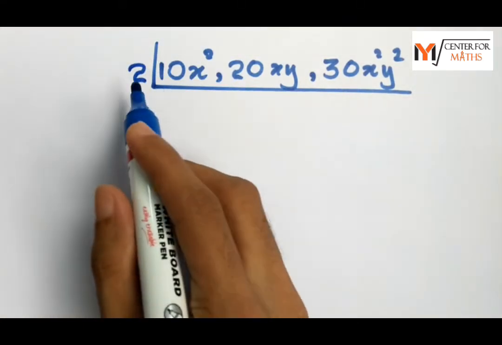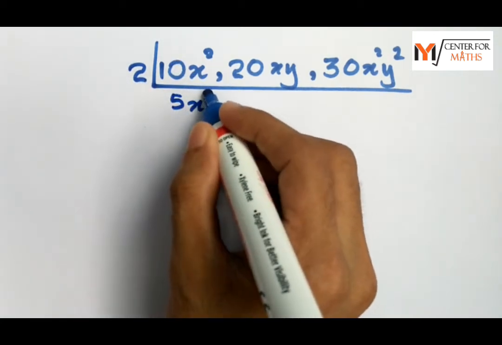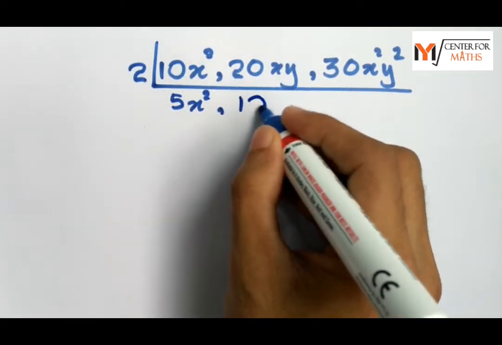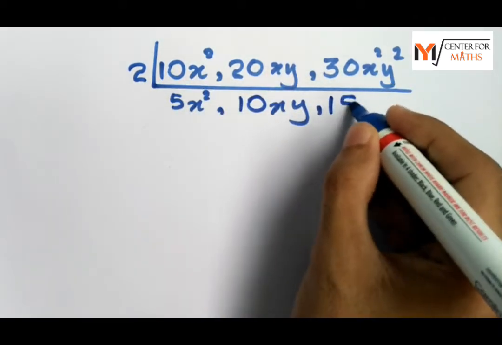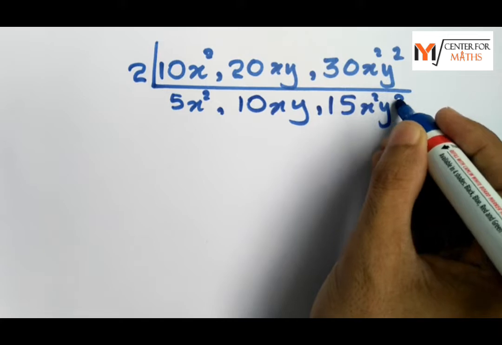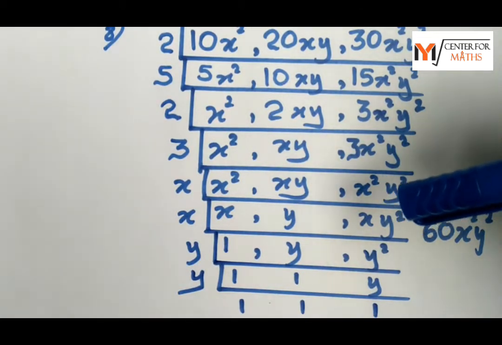You can see we have to divide them by the prime factors. So within 10 how many 2's are there? 5x squared. And within 20 how many 2's are there? 10xy. And within 30 how many 2's are there? 15x squared y squared. So now you can see the complete answer.